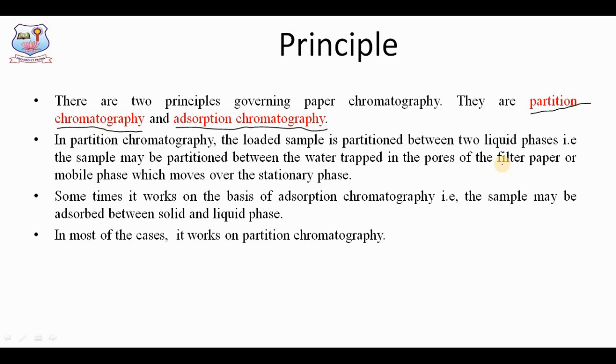So you should compare the difference. In partition chromatography, the sample is distributed between two liquid phases. I mean the one called water molecules trapped in the pores, another one called the solvent phase. In adsorption chromatography, the sample is adsorbed between solid and liquid phase. In most of the cases, the principle is partition chromatography, right?